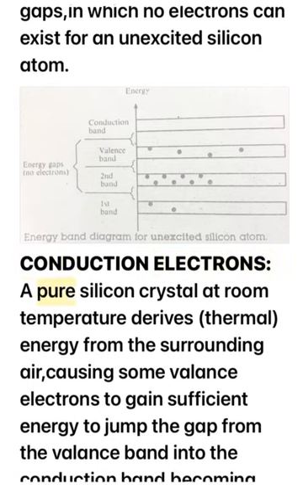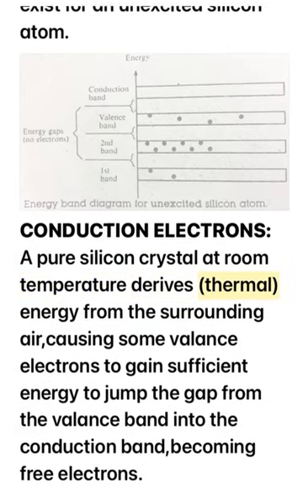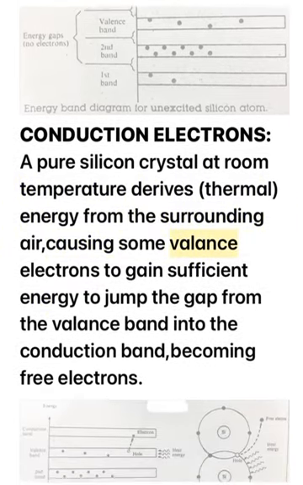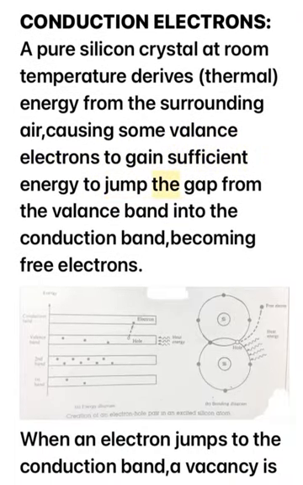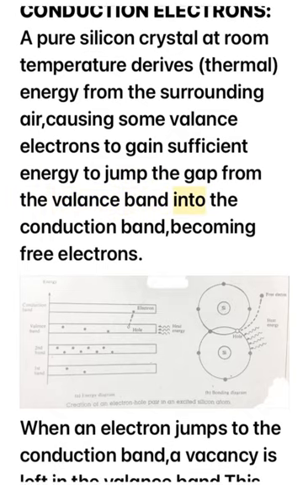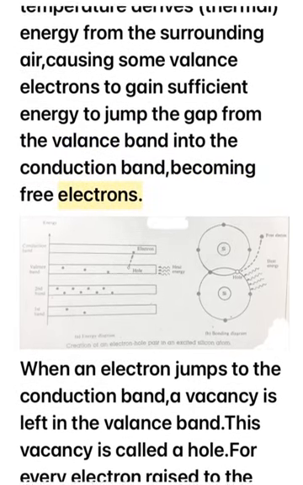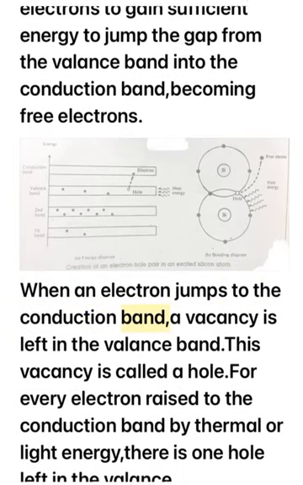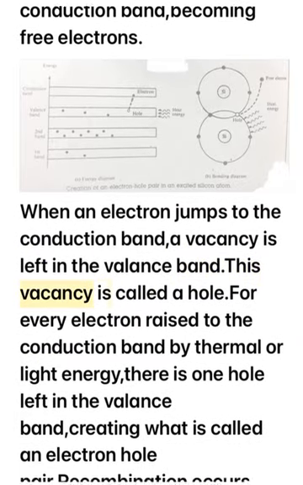A pure silicon crystal at room temperature derives thermal energy from the surrounding air, causing some valence electrons to gain sufficient energy to jump the gap from the valence band into the conduction band, becoming free electrons. When an electron jumps to the conduction band, a vacancy is left in the valence band. This vacancy is called a hole.